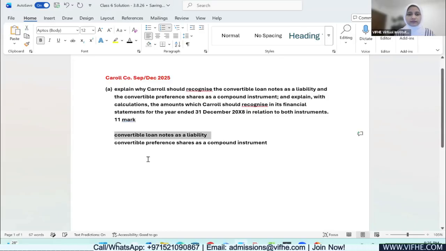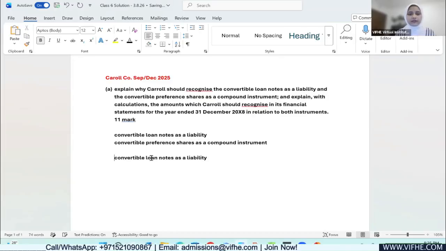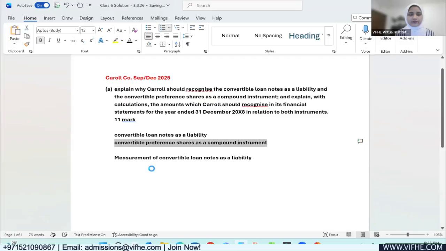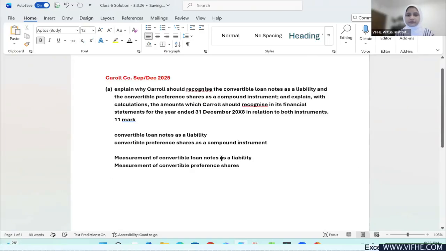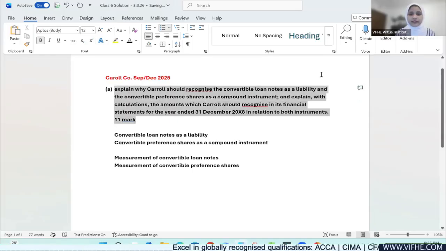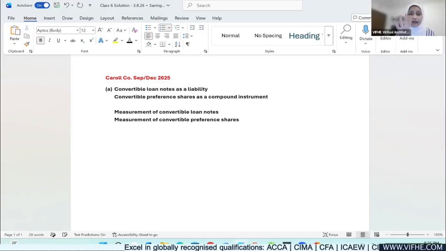So, measurement of convertible loan note, and then measurement of convertible preference. Four things basically is what I've identified. For me, then getting that 11 marks becomes really easy. That okay, from the four things I have to get the 11 marks. From these four things, I have to get the 11 marks.